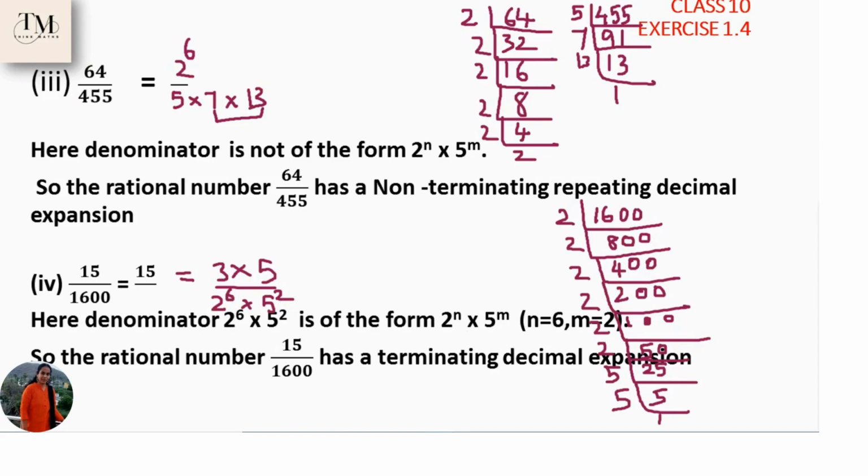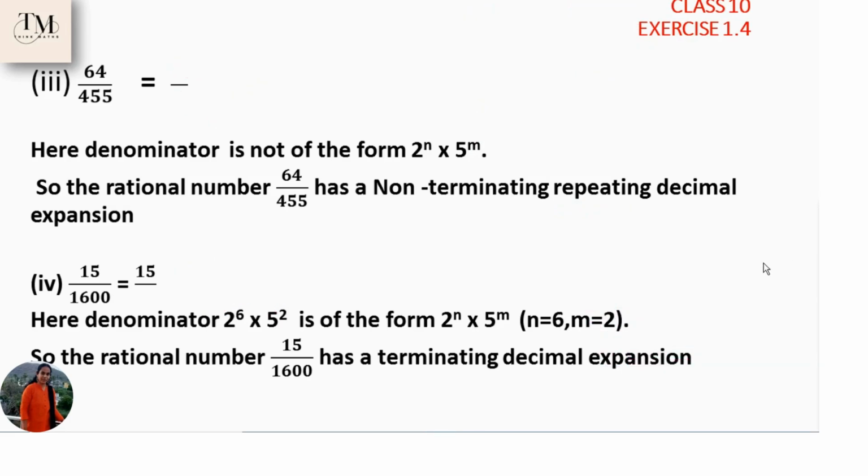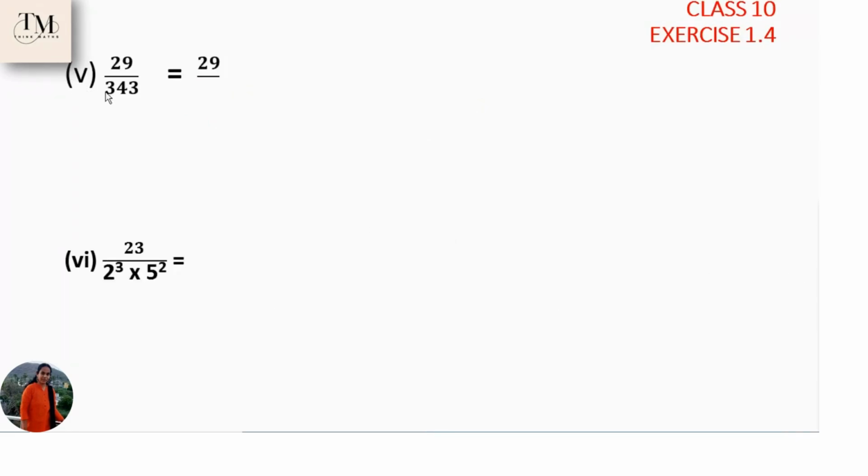Next problem, 29 by 343. 29 is a prime number, so we need not factorize it. Let us take 343. Which number does it go by?